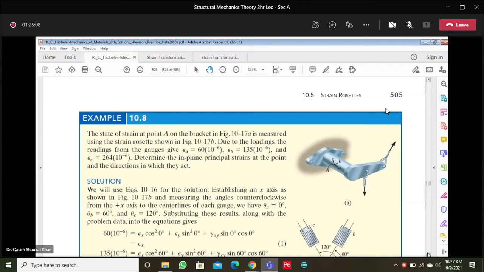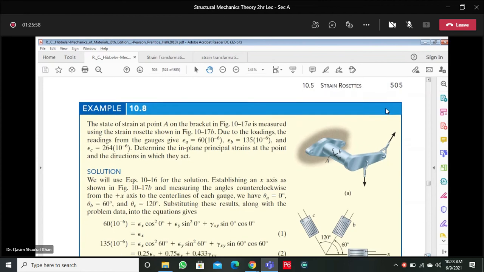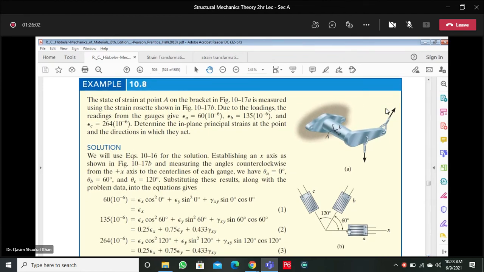The numerical is example 10.8. The statement is: the state of the strain at point A. This is your point A, and at point A you have a strain rosette, A, B, C, comprising a cluster of 3 strain gauges. The state of the strain at point A on the bracket shown in figure 10.17 is measured using the strain rosette shown in figure 10.17b.